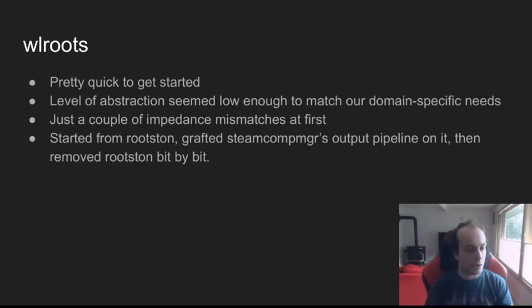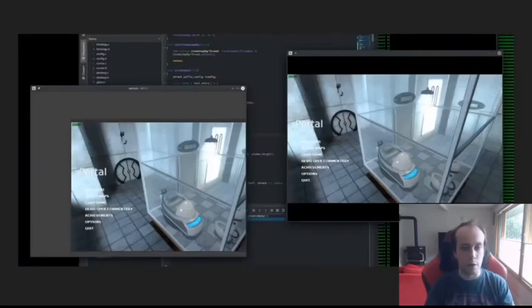I started from Rootston, which was, I guess, an example compositor based on wlroots. It had a nice disclaimer at the top saying, under no circumstances you should fork this and create your own compositor from it. So I did that, and then once that was up and running, merged it with the Steam Comp Manager code base, and then started to plumb the output pipeline of Steam Comp Manager to Wayland by putting my own sideband to export the DMA-BUFs from Wayland. And once that was running, I just had to remove the Rootston part of it to get back to a normal size and bare bones functionality.